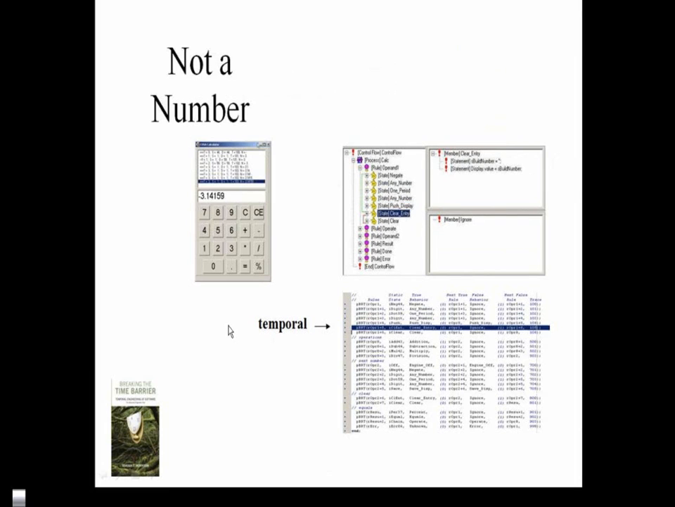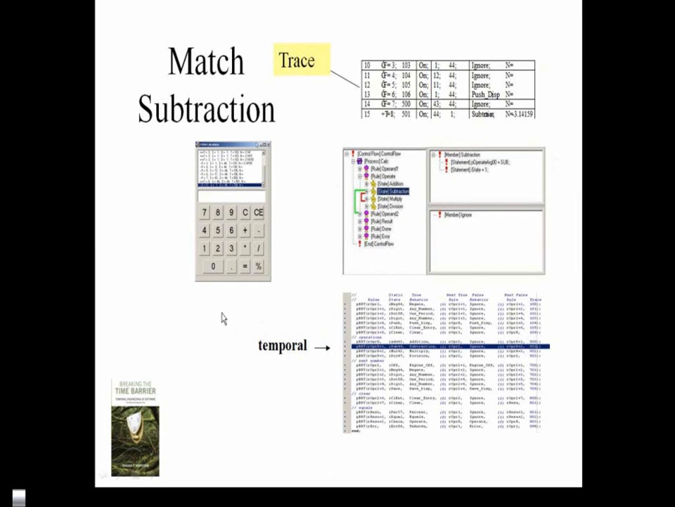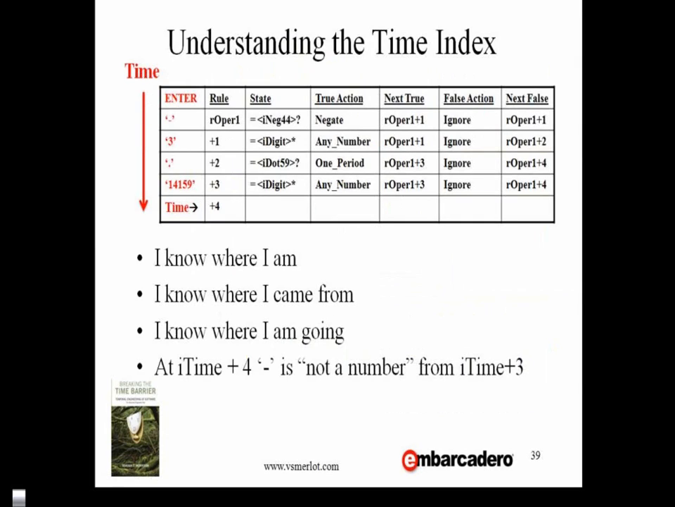It's not a number. It's not a clear entry. It's not addition. It's a subtraction. It's going to transition the subtraction or the operator into the next. So now, understanding time. This is temporal logic. -pi was entered, and then the subtraction operation. And on a larger scale, you can see -3.14159, these are the values that are entered here. With temporal, I know where I am, I know where I came from, and I know where I'm going.